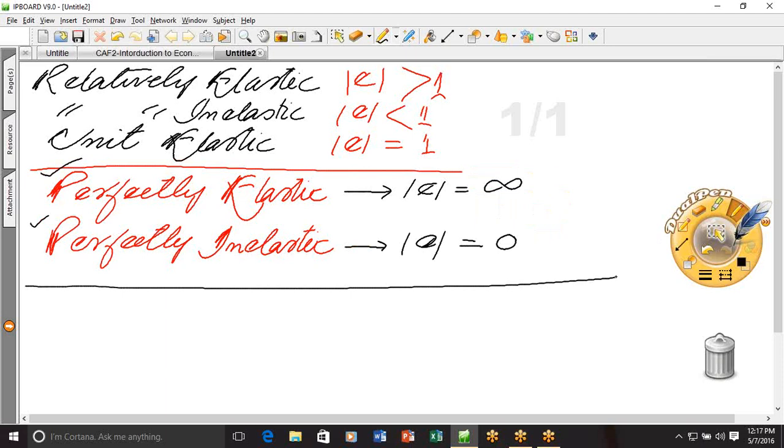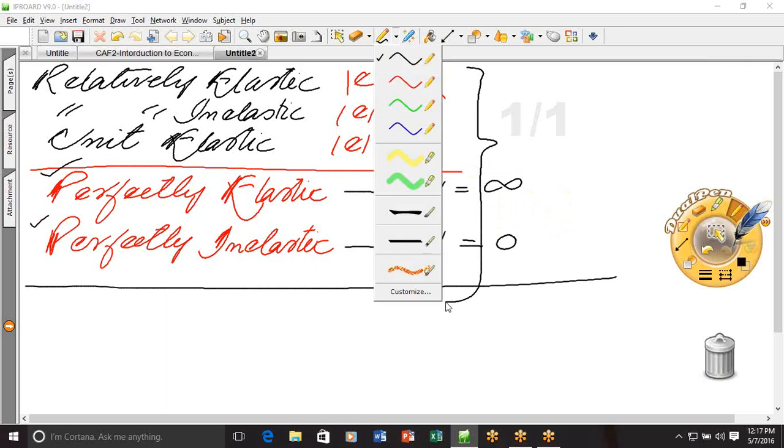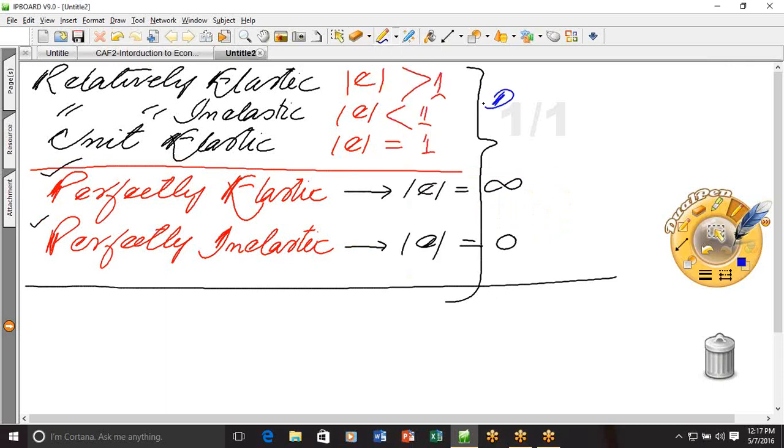So you have to keep in your mind that there are several possibilities of elasticities. These are known as degrees of elasticity. Either relatively elastic or relatively inelastic or perfectly elastic, perfectly inelastic or unit elastic.